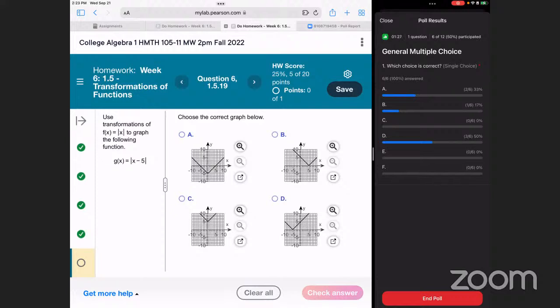Let's get back on task. So we're starting with the absolute value of x, right?